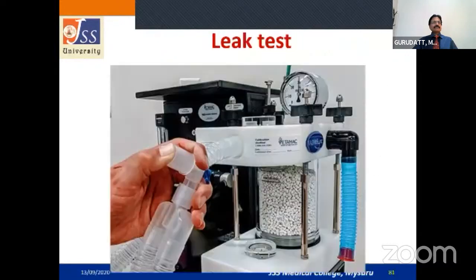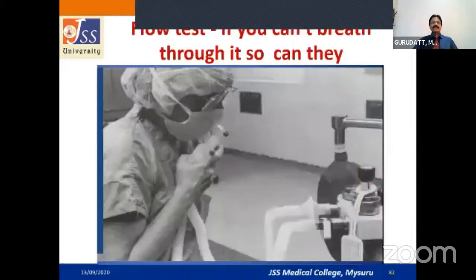For the leak test, we just close the Y-piece, pressurize the whole system to about 30 centimeters, and then wait for about 10 seconds. If the pressure gauge maintains that 30 centimeters, that means there is no leak in the breathing system. The second thing is the flow test. You just take the Y-piece in your mouth and try to breathe. If you can't breathe through it, that means the patient also cannot breathe. This is the flow test, but you can also check the individual unidirectional valves.